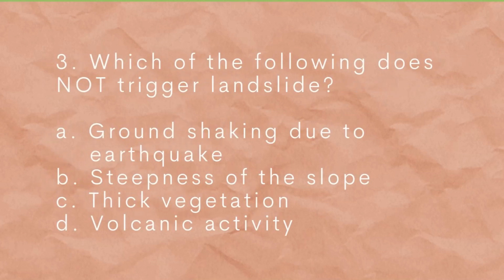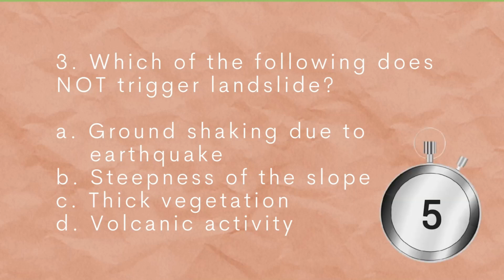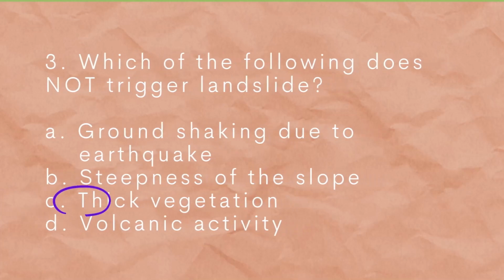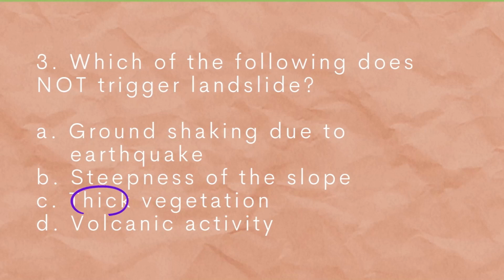Let's proceed to number 3. Which of the following does not trigger landslide? A. Ground shaking due to earthquake. B. Stiffness of the slope. C. Thick vegetation. And D. Volcanic activity. The correct answer is letter C. Thick vegetation.